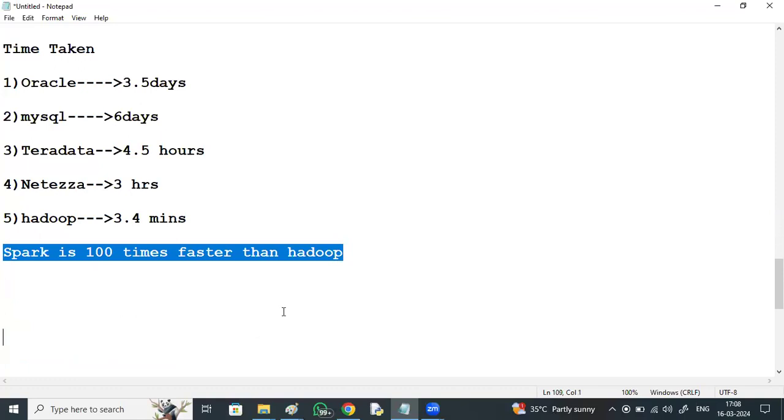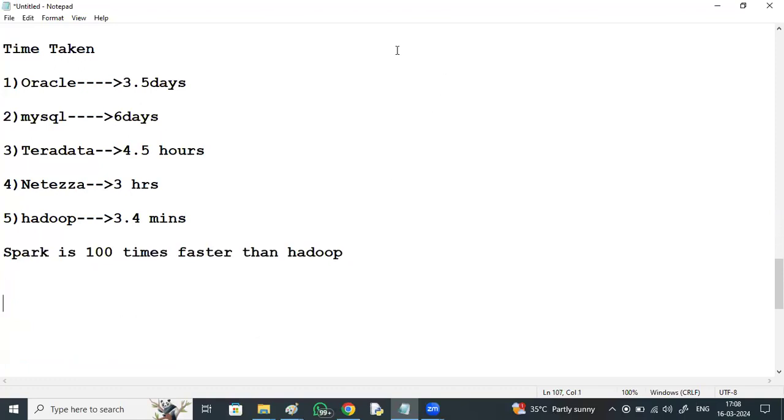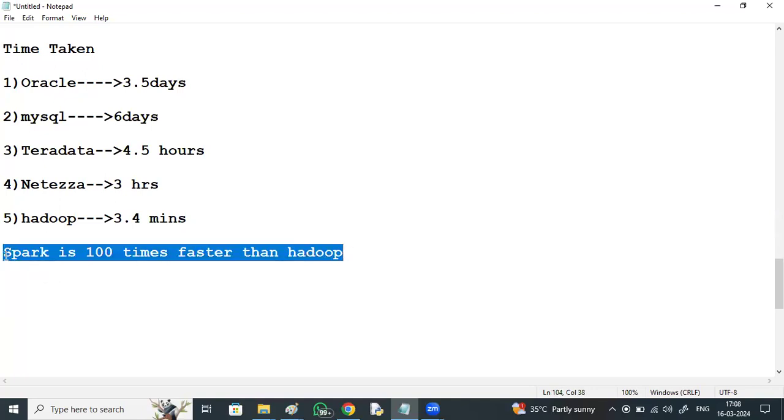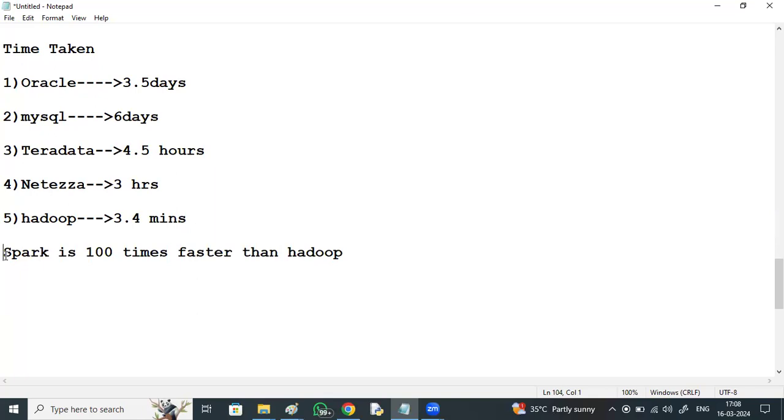Spark is 100 times faster than Hadoop in the case of memory, and in the case of disk, it is 10 times faster. So that is PySpark. It has a very high speed processing rate, even as compared with Hadoop, right?